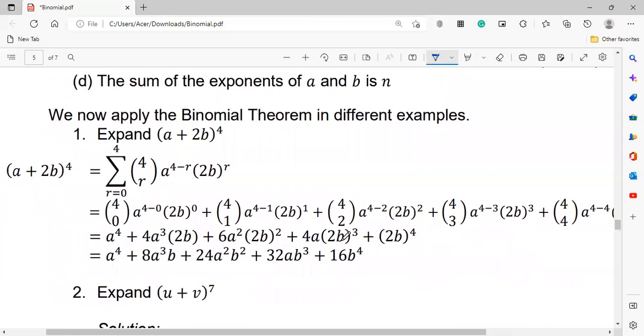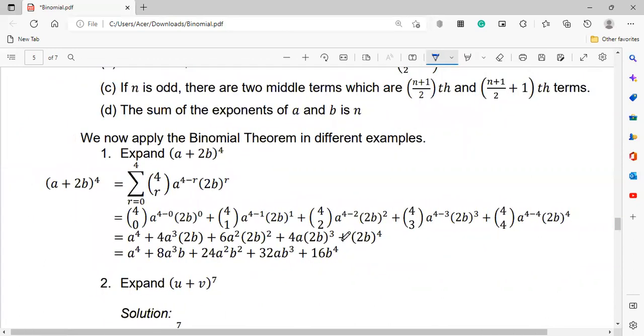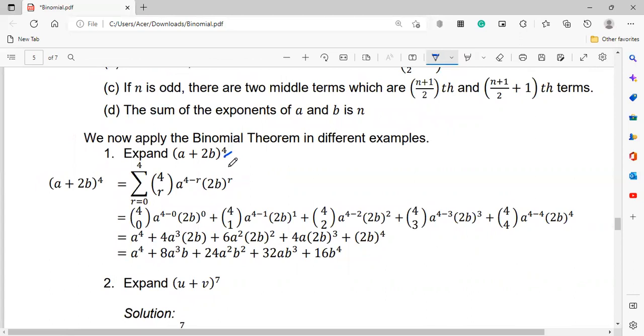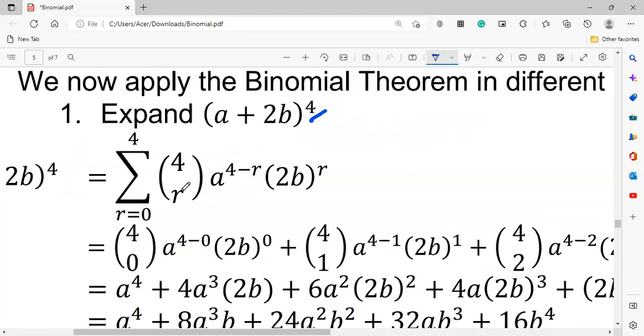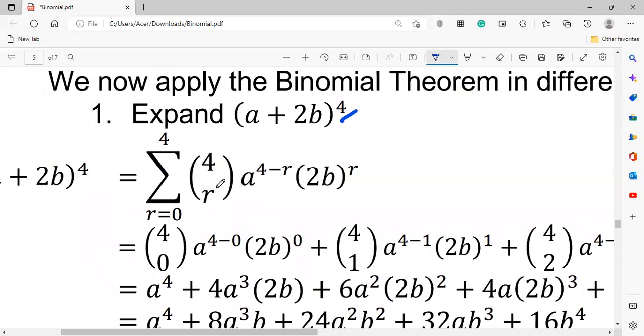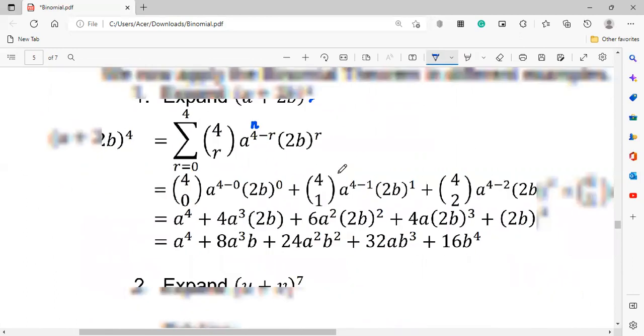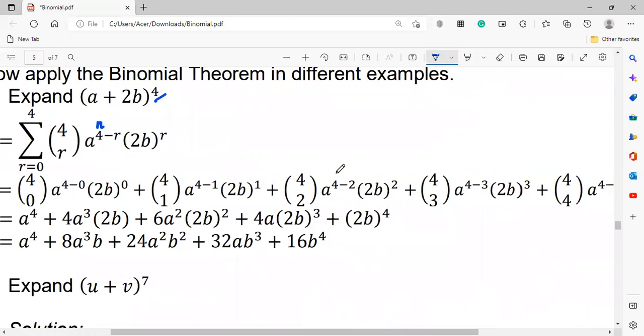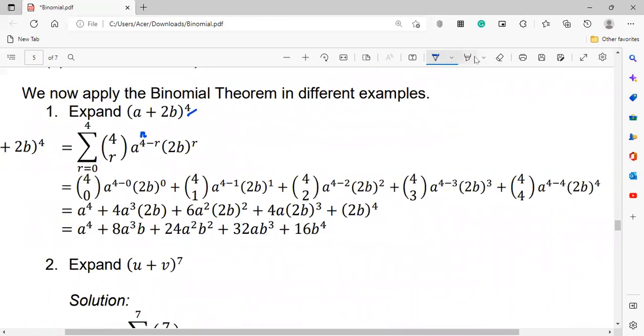Okay, so we now apply the binomial theorem in different examples. We're going to expand a plus 2b, the quantity raised to 4. First, this is the rule. So as you can see, it is the summation of 4 taken r, a raised to 4 minus r, where 4 is n, times 2b, the second term, raised to r. So just check the sequence here. Mag-start ka sa 0. So 4 taken 0, taken 1, 2, 3, 4. So yan ang unang gagawin.